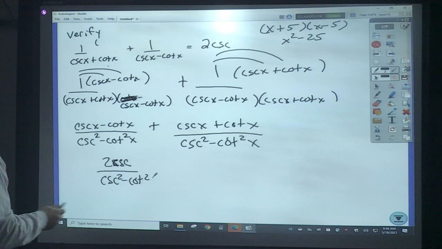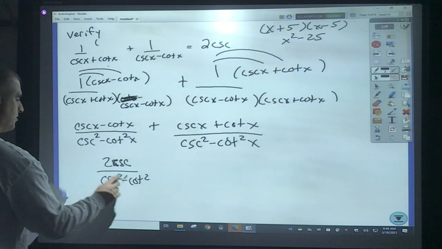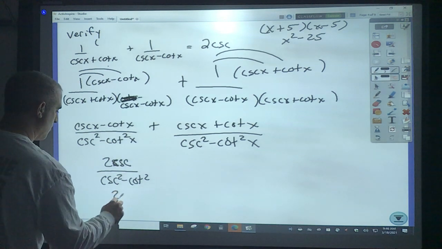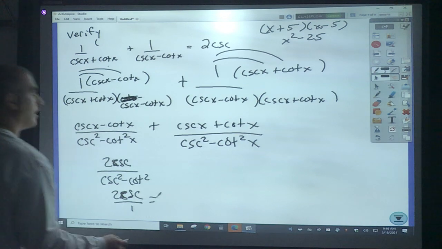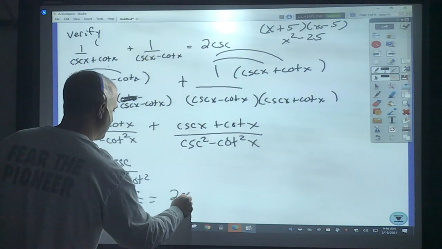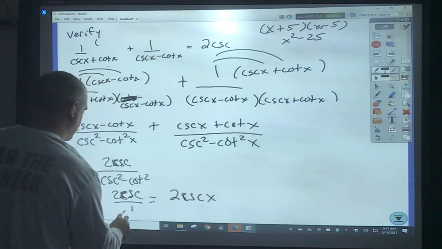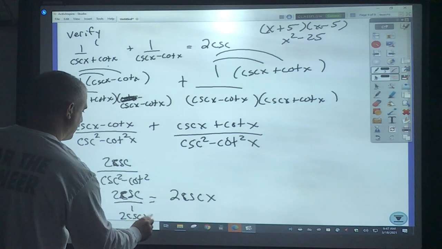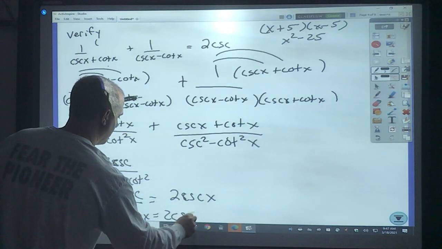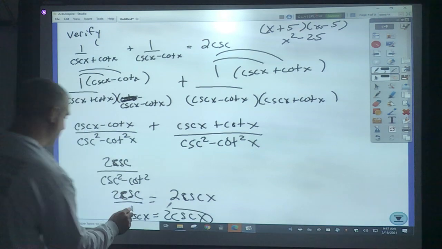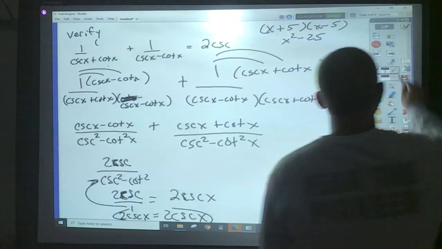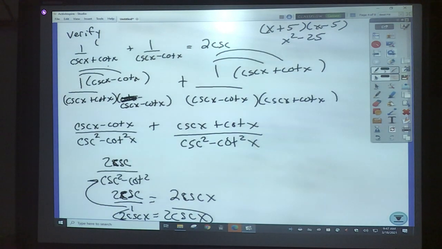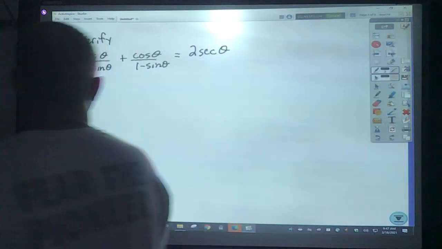Now, if I look at this, this is one of my identities. We know that this equals 1. And that is actually what our problem equals. So I got 2 cosecant of x equals 2 cosecant of x. So basically this was an identity, and that's how you do that problem. Let's do another one together.